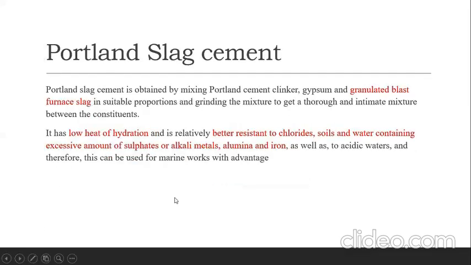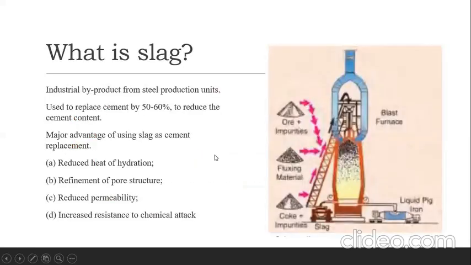And next type of cement is Portland slag cement, where up to 40 to 50 percentage of your conventional cement, that is ordinary Portland cement, is replaced with slag. Okay. Generally, what is slag? Slag is a byproduct from the steel manufacturing unit.